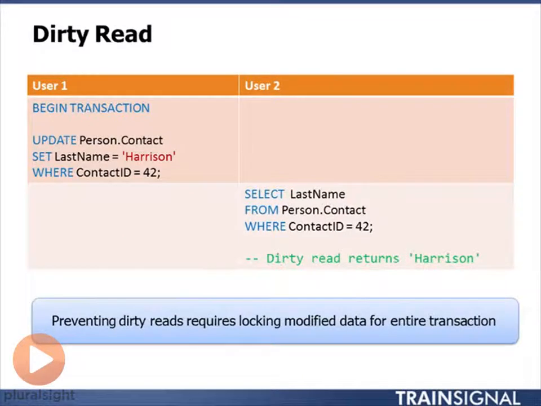The next possible issue that we have is what's known as a dirty read. User 1 comes along, begins that same transaction. User number 2 comes along, and they issue a select statement where they're looking for the last name from person contact, where the contact ID is 42. The dirty read would return Harrison. The reason that it's a dirty read is because somebody's in the process of modifying this, but they have not yet written that out to disk or have not actually committed the transaction.